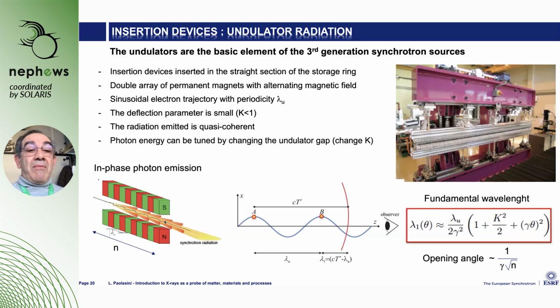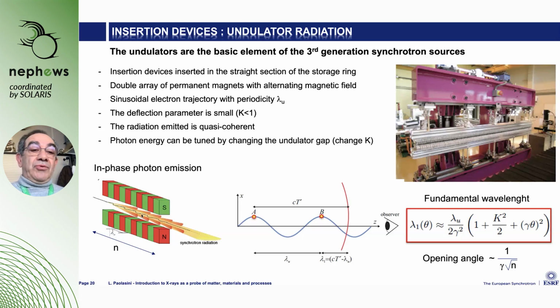In fact, when the gap is lowered, the magnetic field experienced by the electron is stronger, and the sinusoid is more accentuated. So K increases in this case, and the fundamental wavelength increases. So by closing the gap, we shift the energy of the radiation toward lower energy, if you prefer, lambda increases. If we open the gap, the sinusoid is flatter, and then lambda decreases, and so we produce higher energy: lower energy when K increases, higher energy when K decreases.